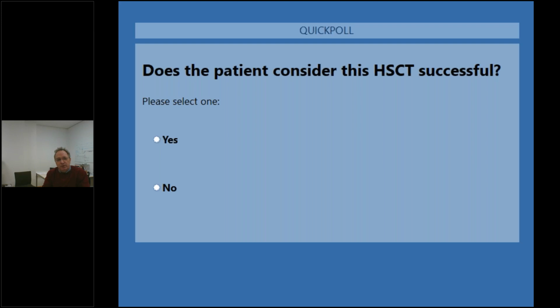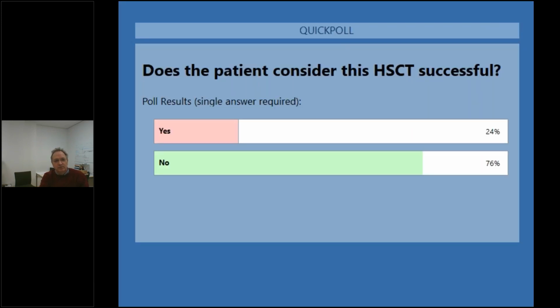She came in with all kinds of norovirus, immunoglobulin supplementation. She came in with bronchiectasis, and she comes out with peripheral neuropathy, treated with immunoglobulins. But do you think she's finding this a success? Okay, the results are in. We have 24% yes, and 76% no. So you think that the patient is even less optimistic about the outcome of this transplant?